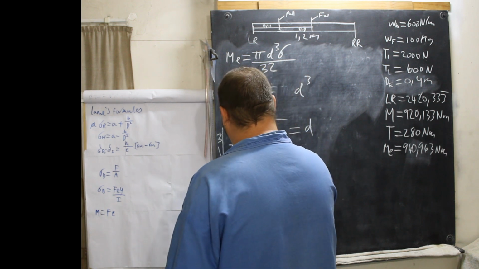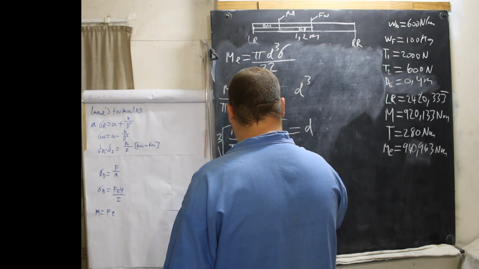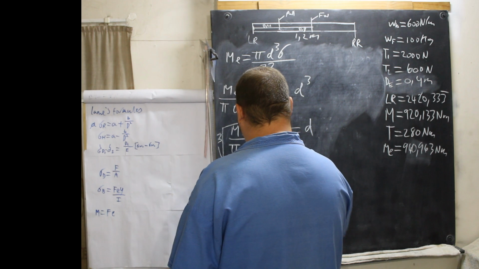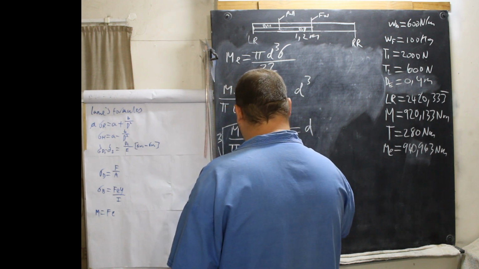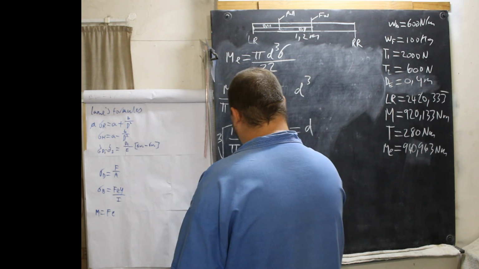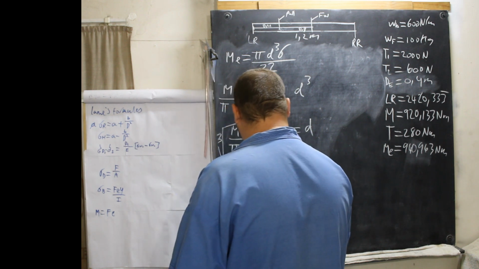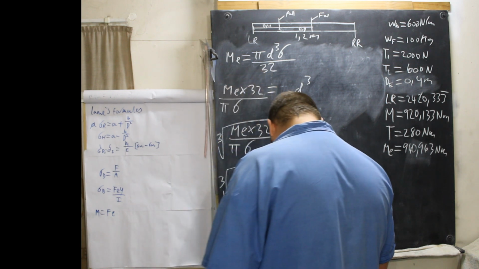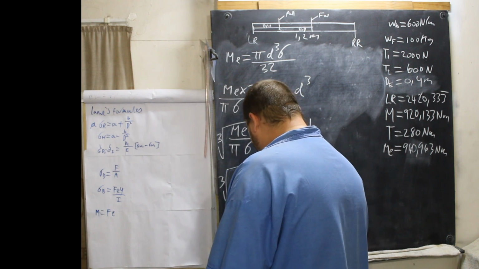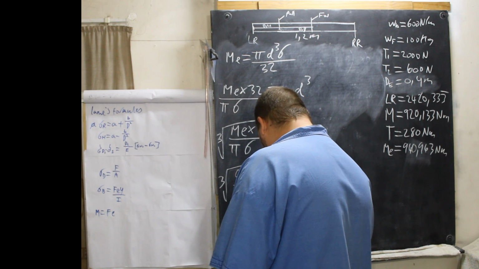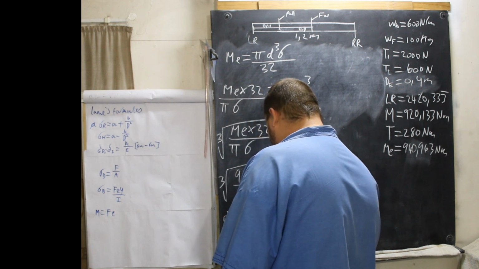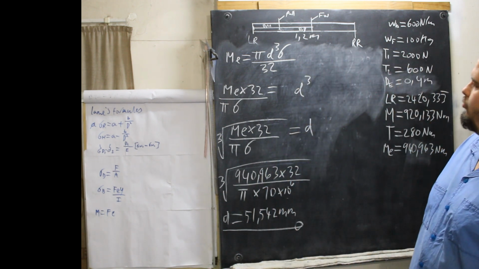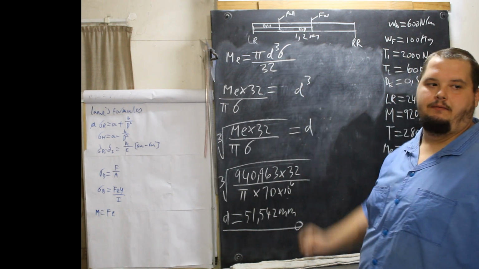So all we have to do now is plug in our values. Me, 940,963 times 32 all over pi times 70 times 10 to the 6. Cube root of that gives us d, and that will give us exactly 51.542 millimeters. That diameter works only with 70 megapascals.